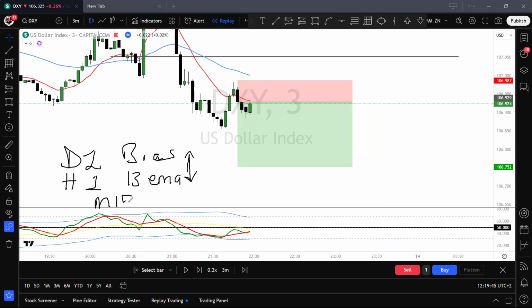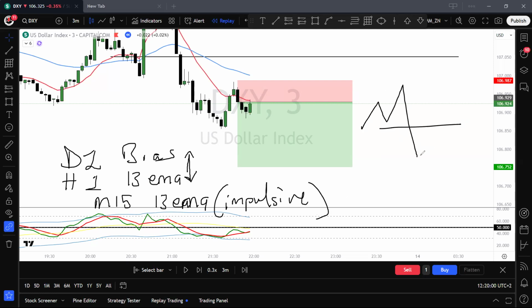M15, I'm looking for 13 EMA retests, and the impulsive move has to be there. I need to see an impulsive move first. So if I'm selling, I want to see this. Once this happens, as they retrace, that's my entry right here. If for some reason I miss that entry, maybe because H1 was not lining up with the M15, I'm going to wait for the second impulsive move. And all this has to happen on or near the 13 EMA. Then I take my entry.